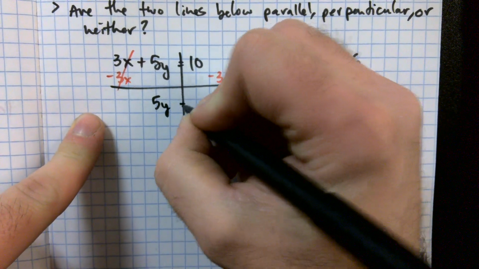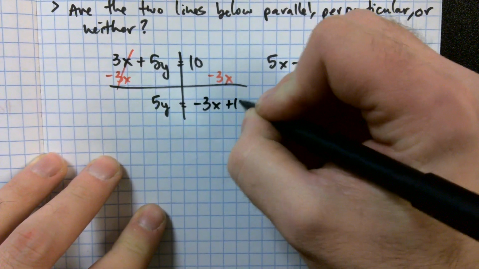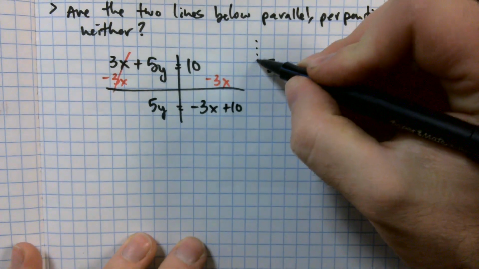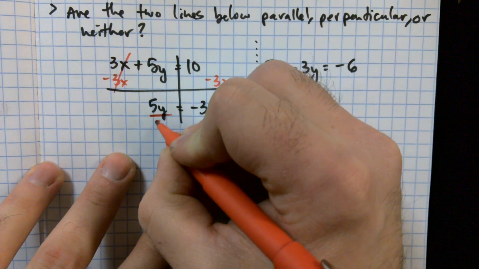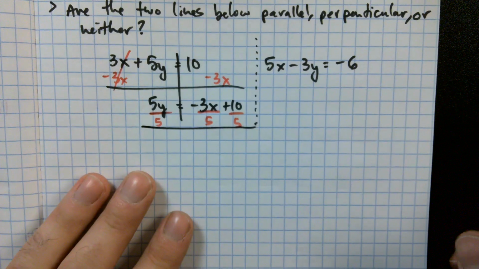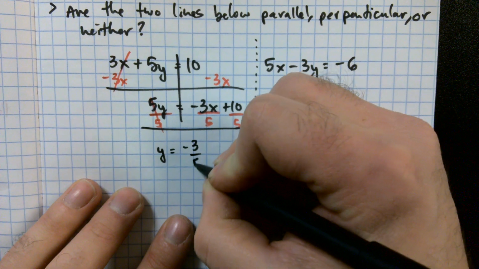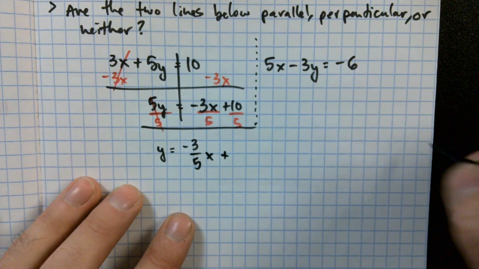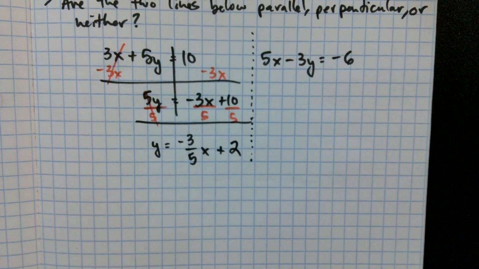And I get 5y equals negative 3x plus 10. I'm going to flip my terms around. And then I'm going to do what? Divide by 5. I'm going to do it all the way across. And I get y is equal to, just like Aldrich said, negative 3 over 5x plus, what's 10 over 5? 2. Okay, work out the second equation. Put it in slope-intercept form and see if you can answer the question, are these two lines parallel, perpendicular, or not?